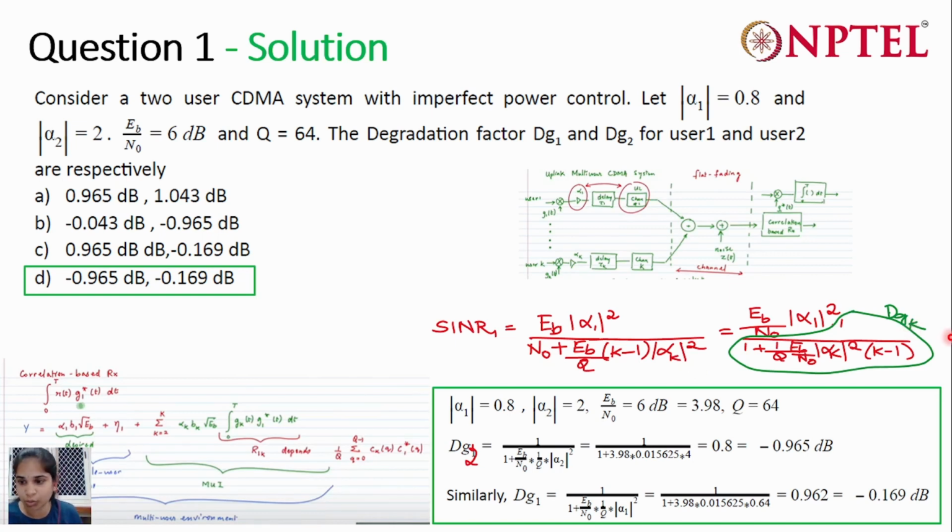The degradation caused by user 2 will be DG2. So that will be minus 0.965 dB, and with respect to DG1 it will be minus 0.169 dB.